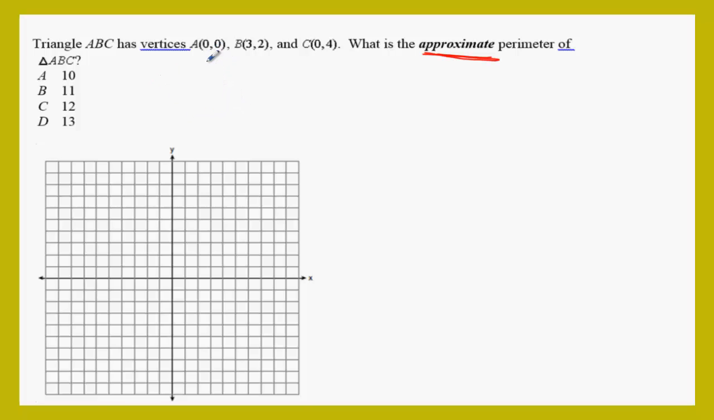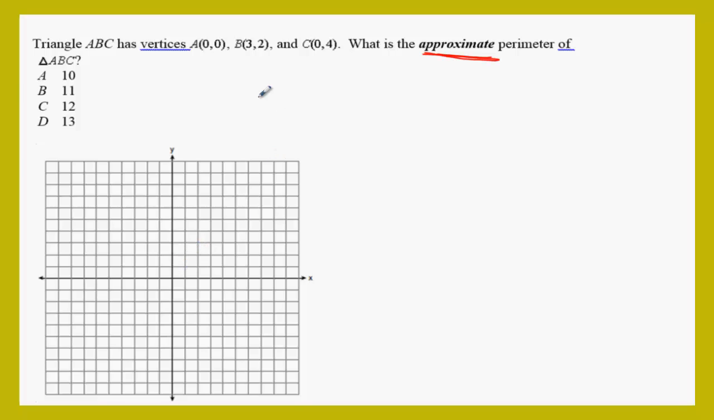Either you use the distance formula between every two vertices, like this is one length, this is one length, and this is the third length, so you have three different points, and you find the length of each one using the distance formula, or just go back to your grid paper, make an x-axis and y-axis, graph it and estimate the length of the triangle.